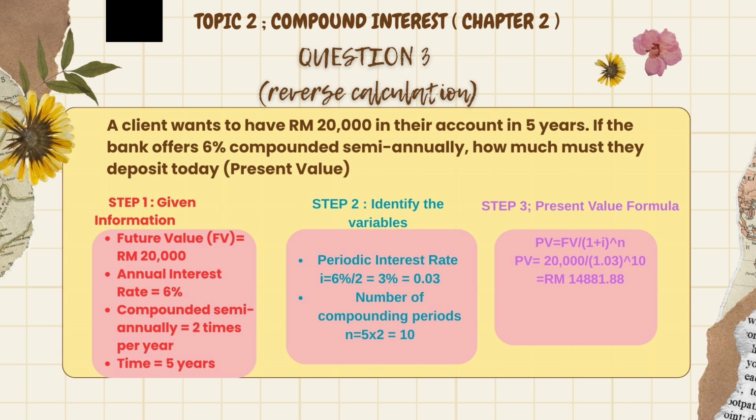I will explain question 3 of topic 2, compound interest. In this case, the client wants to have 20,000 in 5 years. The bank offers 6% compounded semi-annually. So, the question is how much must they deposit today?